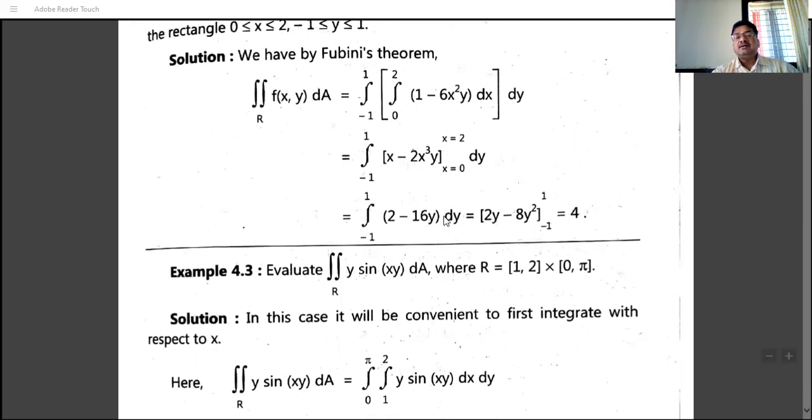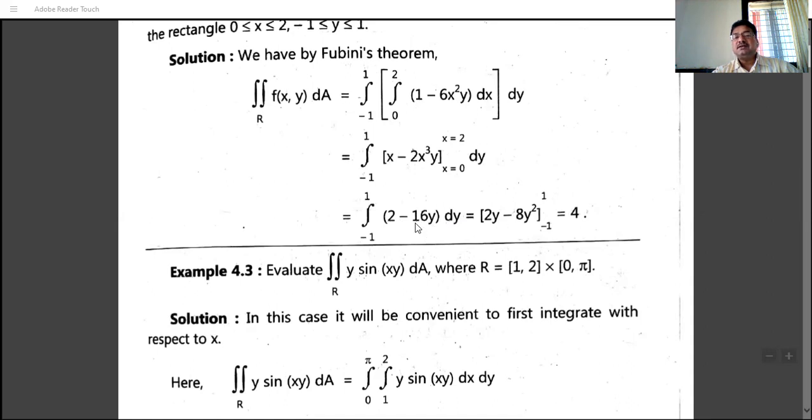Then integrating with respect to y, the integral of 2 is 2y. The integral of a constant is the constant times the variable. Earlier x was the variable, therefore the integral of 1 was 1 times x. But now y is the variable, therefore the integral of 2 is 2y.